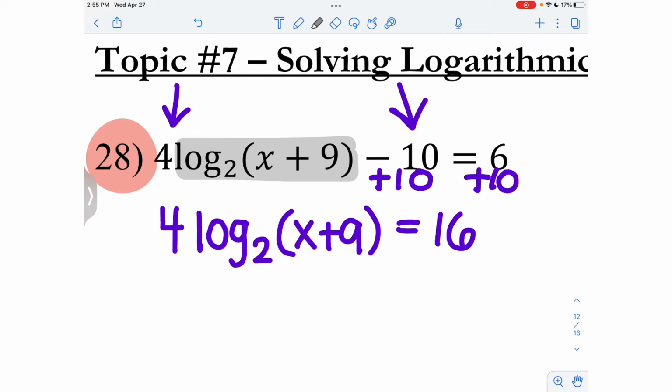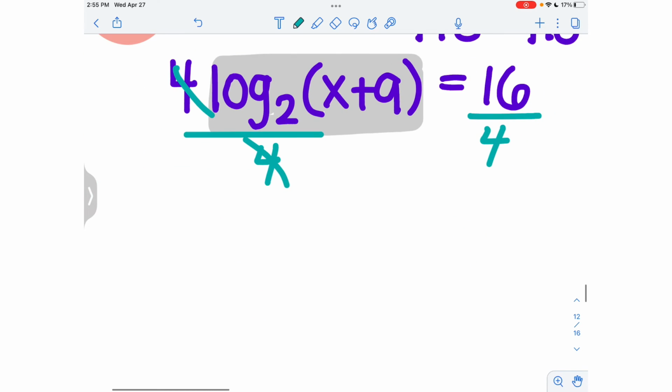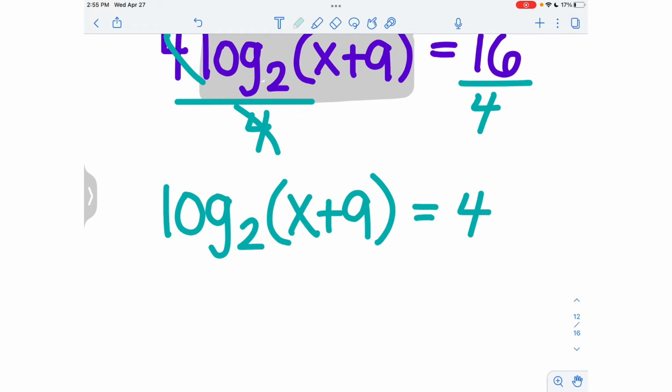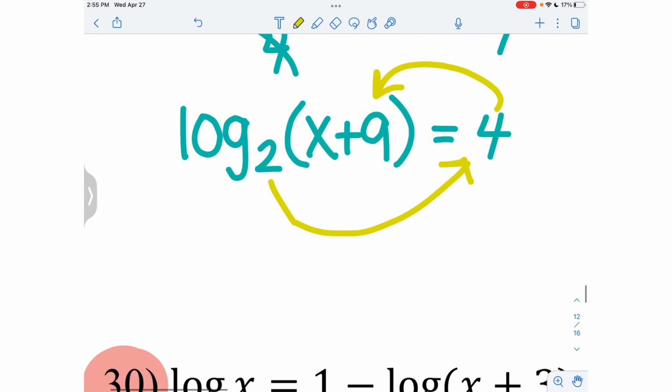And before I circle up, I still have to get the log alone, so I'm now going to get rid of the 4 by just dividing it over to the other side. Log base 2 of x plus 9 equals 16 divided by 4, which is 4. Once the log is on its own, you can circle up. So 2 to the 4th equals x plus 9.